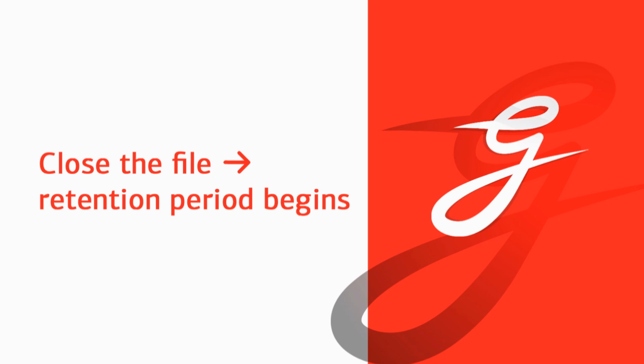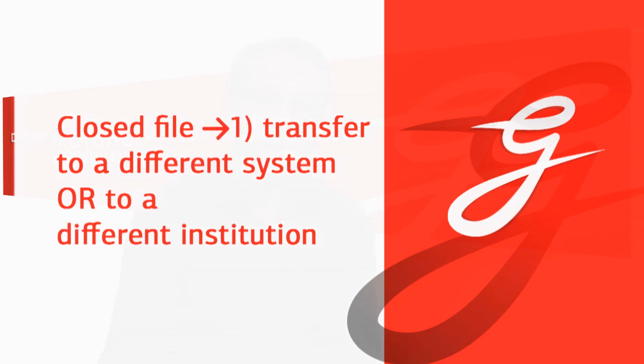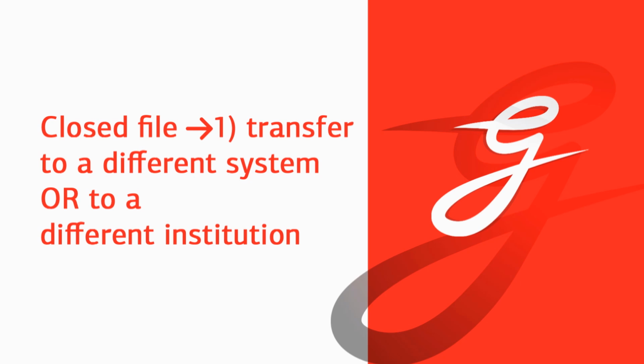First of all, the closing of the file is important. When you close the file, the retention period starts. Retention period, or life cycle management, as they call it, might have 3 or 4 steps, 2 steps at least. First, you need to do something with this closed file, to put it into a different database, different file system, different information system, or something like this, or give it from this institution to another institution.